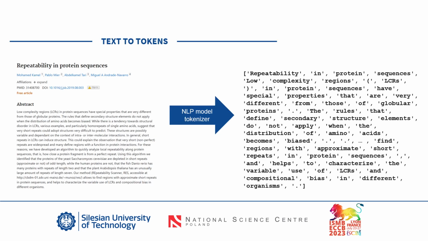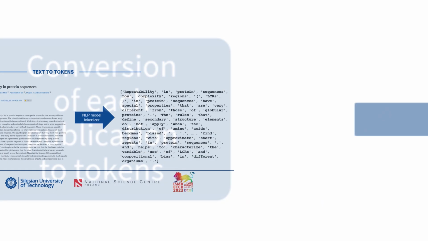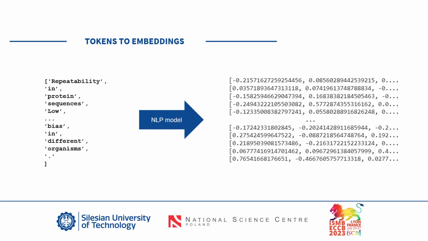Next step, I converted the text containing the title and abstract into tokens. The analysis was performed at the token level, and this means that in this case the tokens correspond to words. Next, we calculated the embeddings for each token. We got multiple embeddings for a single publication. So the next step was to apply dimensionality reduction to them, so each publication was represented by a single embedding.